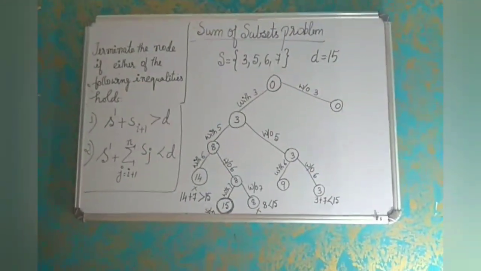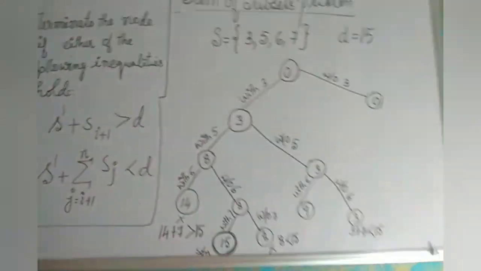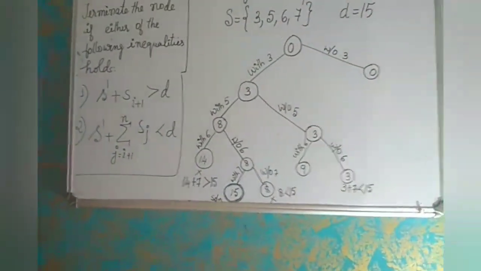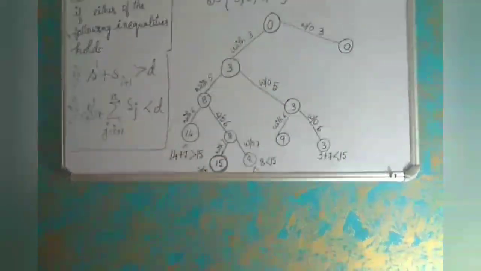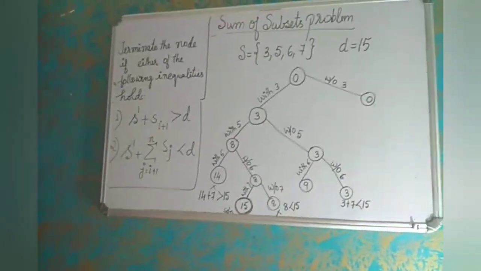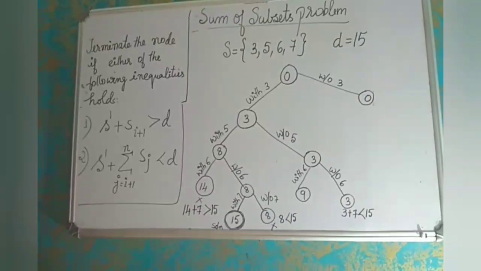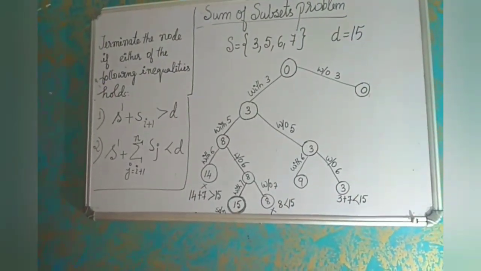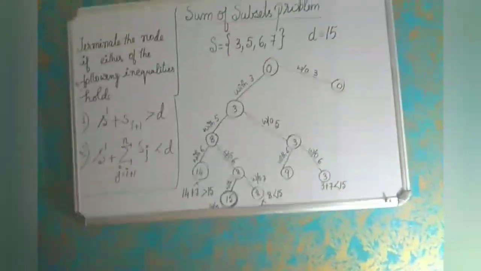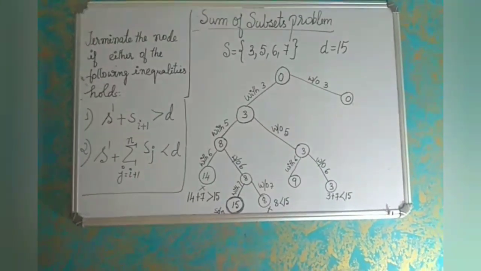Now we'll expand the left child. So in the left child what we have got is 3, the value, that means we have included 3. Next we are extending the tree to the next level. So when you have to go to the next level, you have to consider the next item, that is S2. So S2 is what? 5. S2 is 5. So you have to consider both. When you include S2, what will be the sum? If you don't include, then what will be the sum?